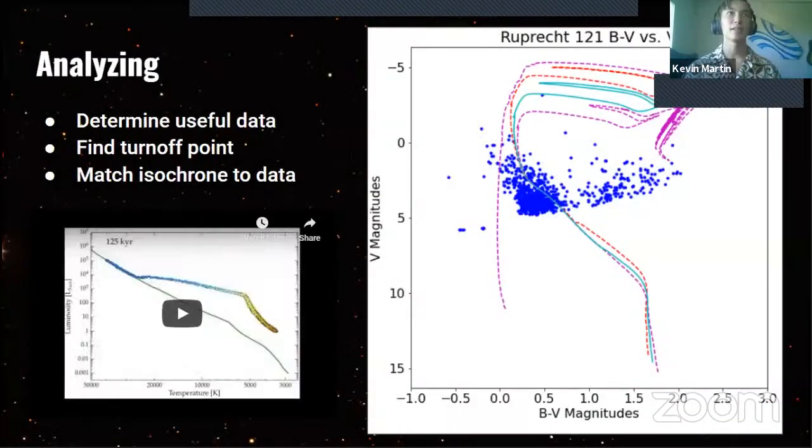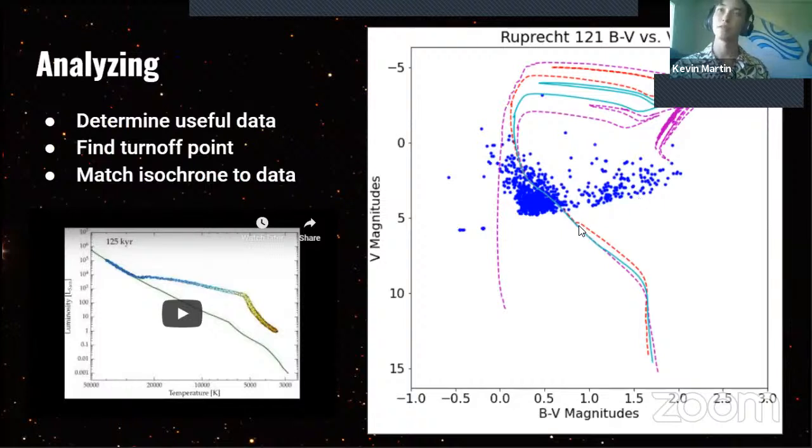So when we analyze the data, the first thing we have to do is determine which of these points are actually useful. If you look at this, we've got a really wide spread and there's a lot of noise here. A lot of this comes from stars in the background and the foreground that can interfere with our measurements. So you get a lot of points just all over the place.